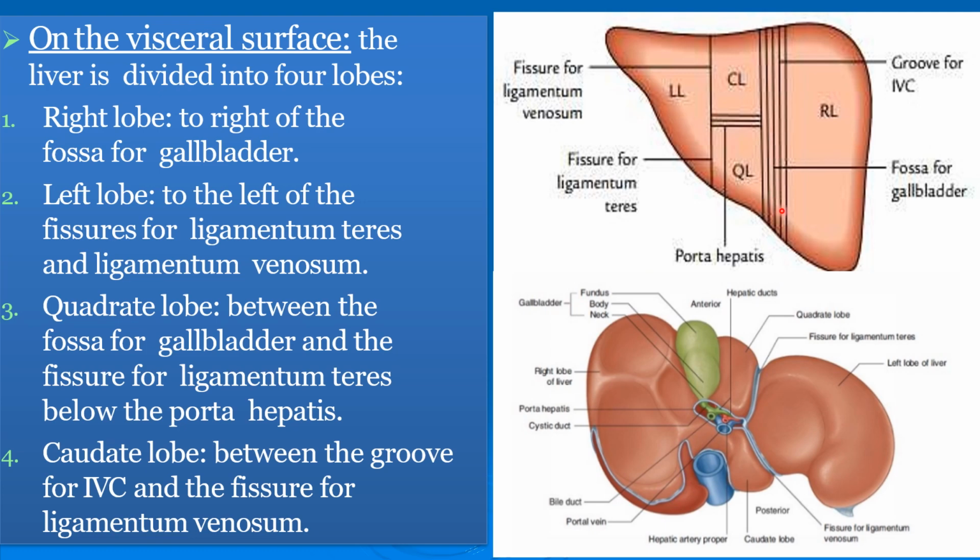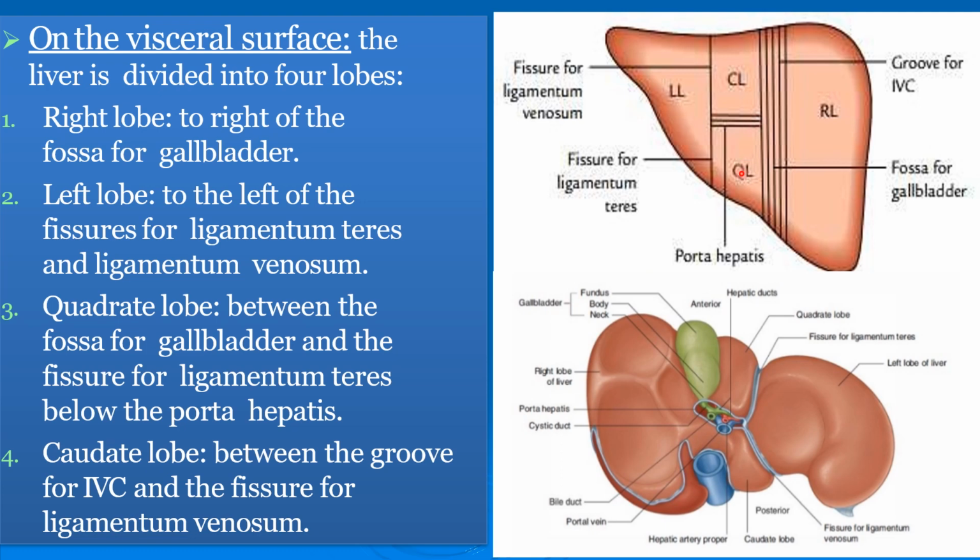Just a diagrammatic representation. The right lobe is seen to the right of the fossa of gallbladder and the groove of IVC. Coming to the left lobe, it is seen to the left of 2 fissures. The fissure for ligamentum venosum, this is the one, and the fissure for ligamentum teres, this is the one. It is seen to the left of these fissures. Coming to the other 2 lobes, the caudate lobe and the quadrate lobe. This is the area for porta hepatis, which we will see later in this video.